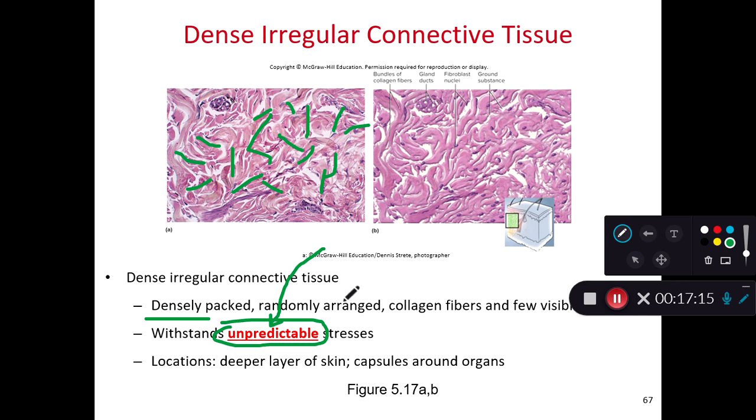We typically find dense irregular connective tissues forming protective capsules around individual organs or within the dermis of the skin, the dermis being the deep layer of our skin.